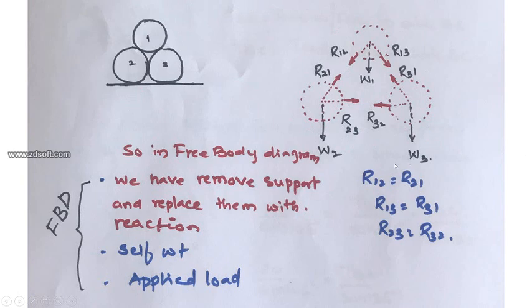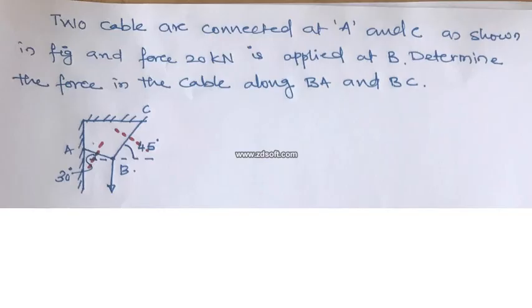So generally for the free body diagram, if you have supports, we remove the supports and replace them with a reaction. Then if there are applied forces, you have to show the arrow for the applied forces, then the self-weight. So all these make up the free body diagram. Okay, so we'll move on to a simple problem for calculating the member forces in a cable.